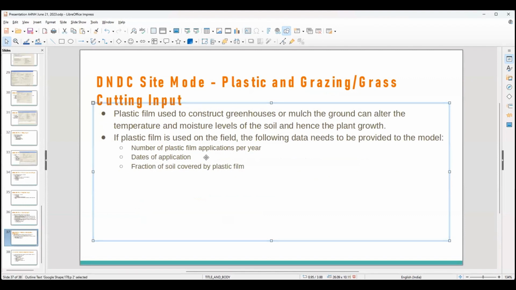Plastic and grazing or grass cutting input. Plastic film is used to construct greenhouses or mulch the ground and can alter the temperature and moisture level of the soil and hence the plant growth. If plastic film is used on the field, the following data needs to be provided: the number of plastic film applications per year, the dates of application, and the fraction of soil covered by plastic film.